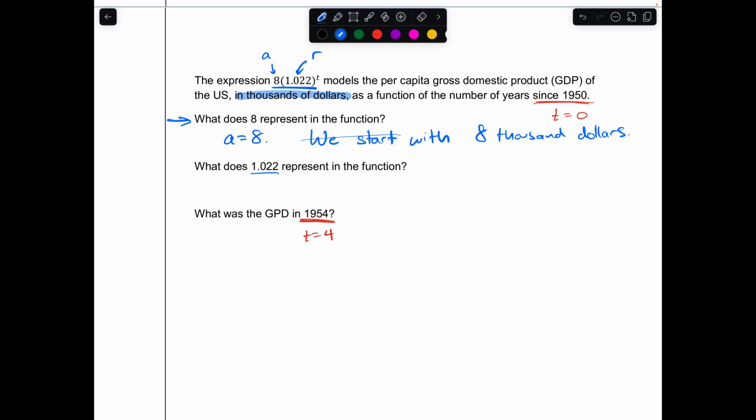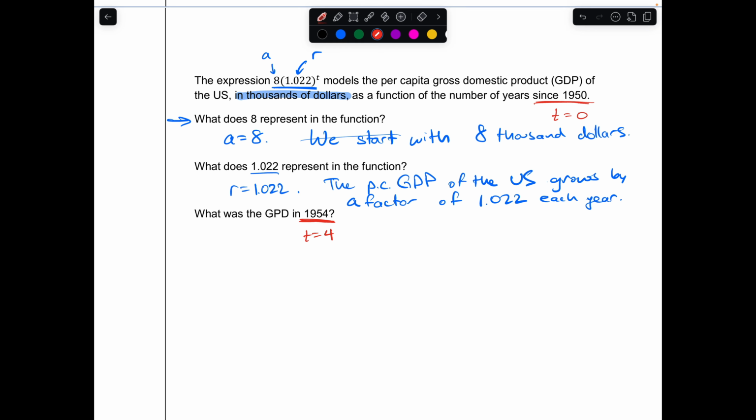All right, the 1.022, that's our R. That's our factor, and because 1.022 is bigger than 1, this is our growth factor. So we can interpret this as the per capita GDP. You can write it out if you want. I'm just going to abbreviate. Of the United States grows by a factor of 1.022 each year.